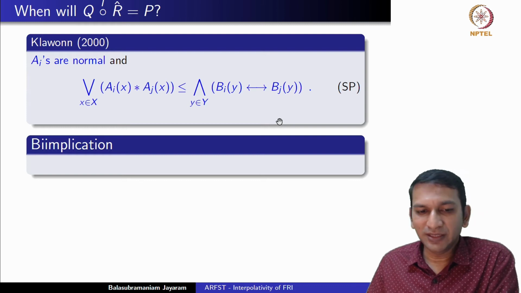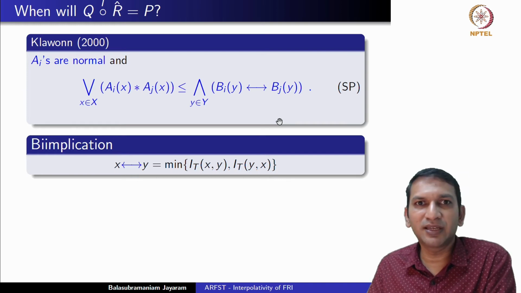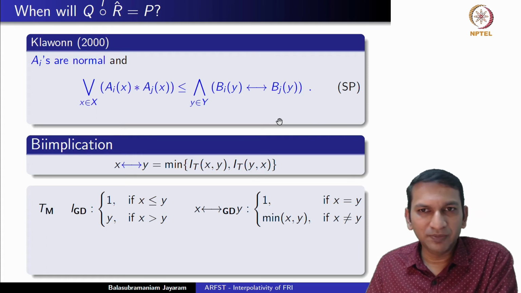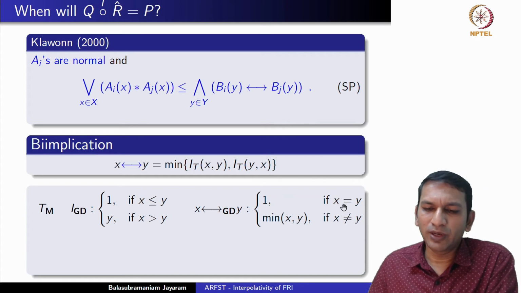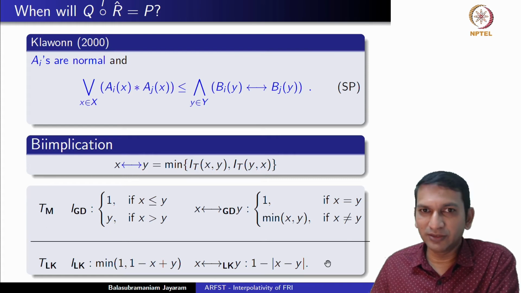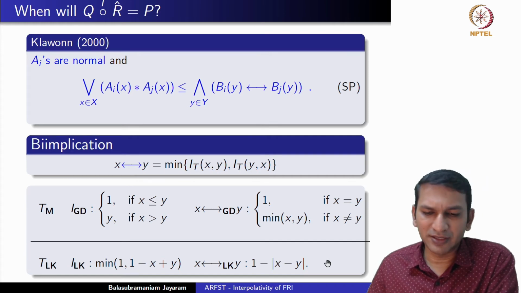You may recall we have seen this. There is nothing but minimum of any implication, but in this case, since we are in the residuated lattice setting, it is minimum of X implies Y and Y implies X. Do recall that if you consider the T norm to be a minimum, we get the Gödel to be the corresponding R implication, and the bi-implication obtained for Gödel will look like this. If X is equal to Y, it is 1, otherwise it is min of X, Y. In the case of Lukasiewicz, we see that what we obtain is 1 minus mod X minus Y. You may recall this particular function as an equivalence relation from the lectures on similarity classes.